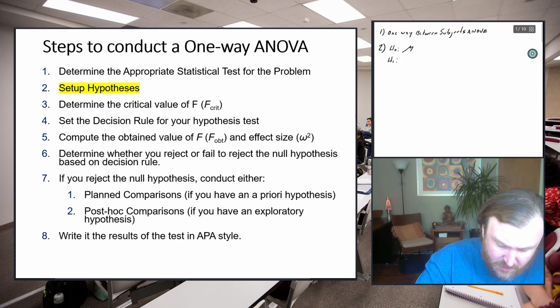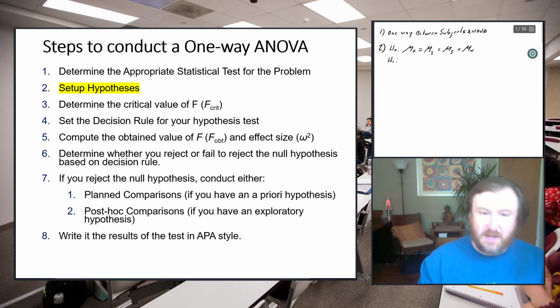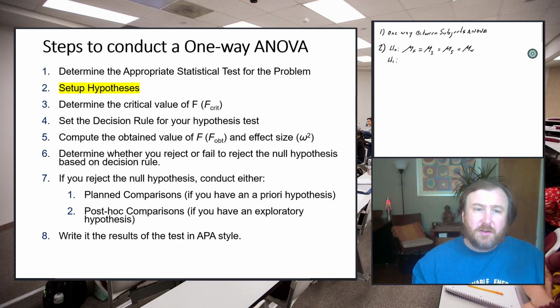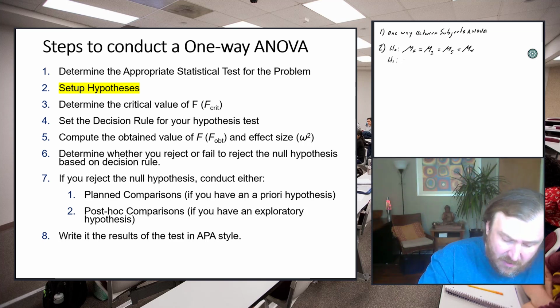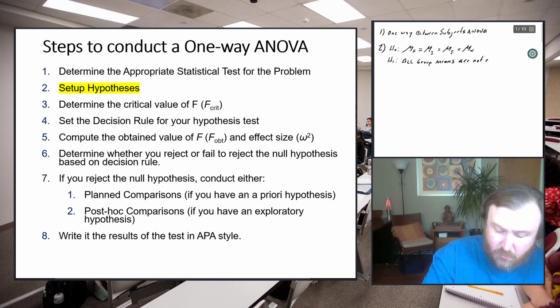So the null hypothesis is that all the groups are going to be the same. So I'm going to say mu of Facebook is equal to mu of Instagram is equal to mu of Snapchat is equal to mu of no social media. The alternative hypothesis is going to be that at least one group is different from at least one other group. So the alternative is that all group means are not equal.